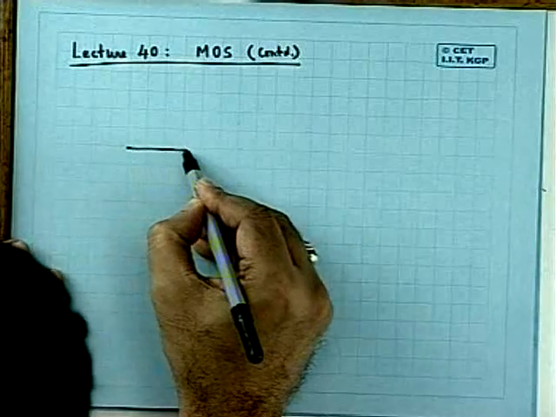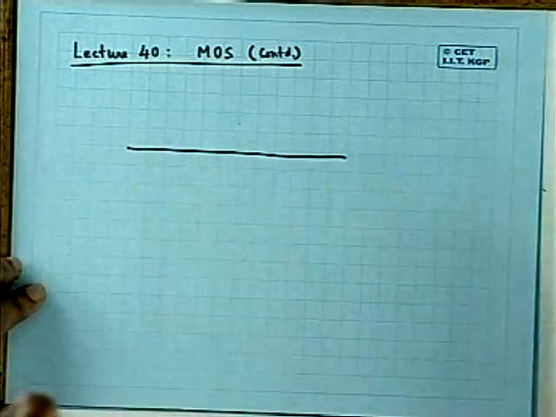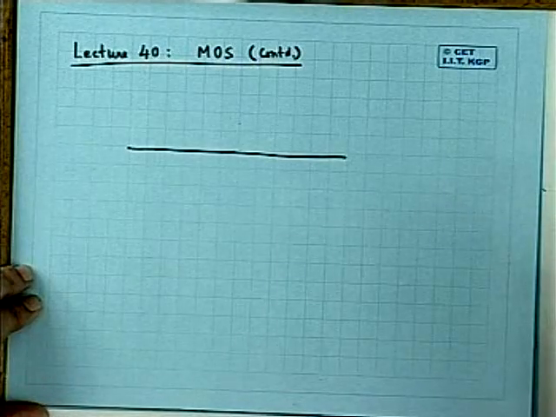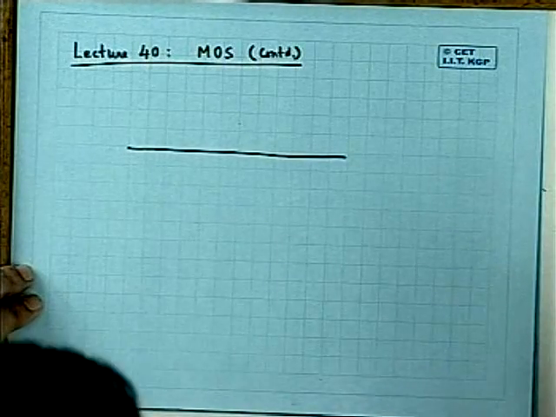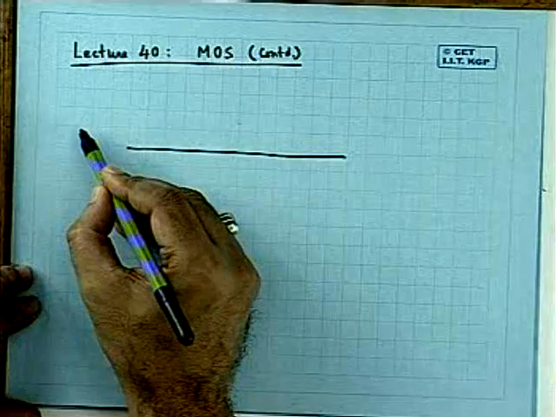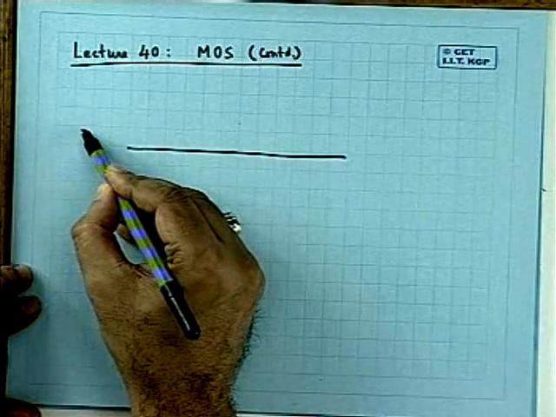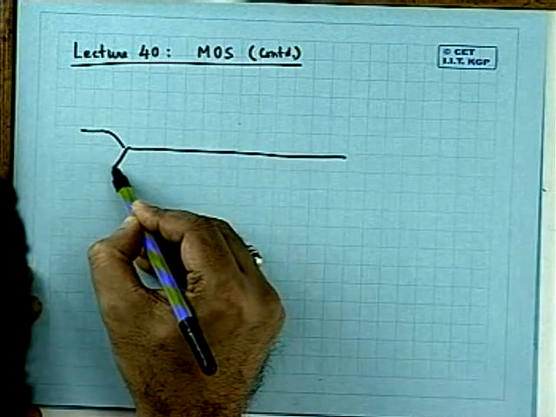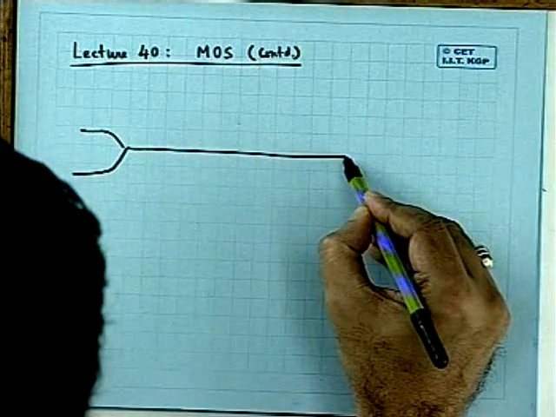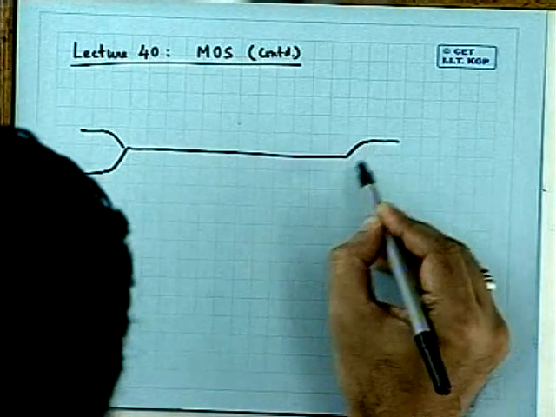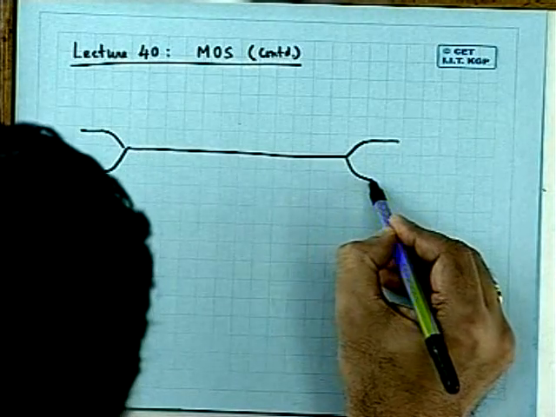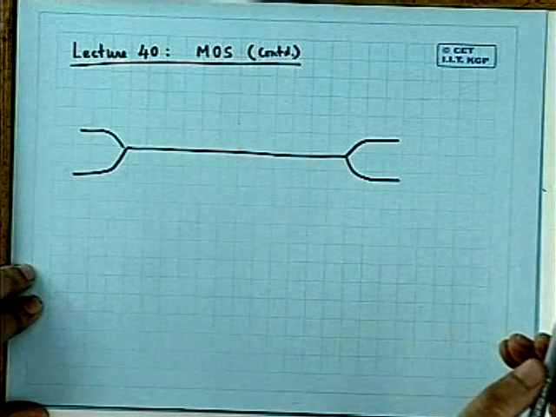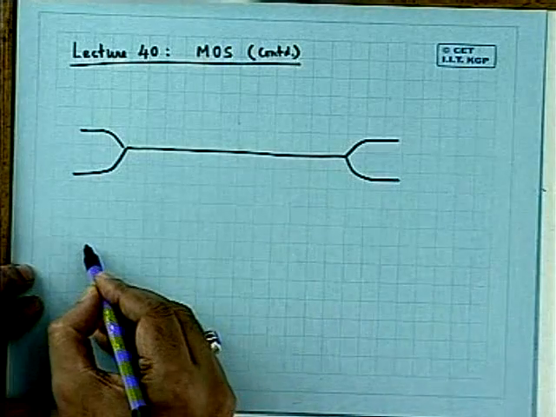Let us see how a modern MOSFET is fabricated. Initially, you do a process called local oxidation, but before local oxidation, you do an implant which is called field implant. The first step is field implant.